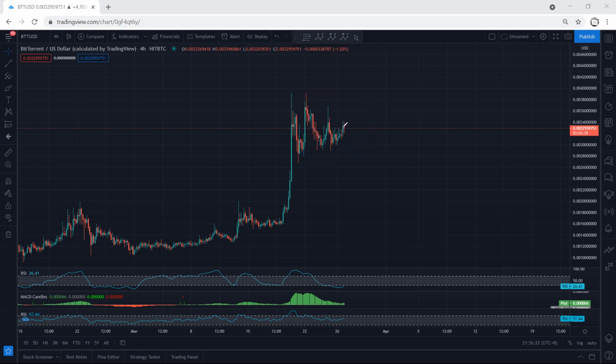But how about if we get a correction here? Maybe we can still look for a trade. And with the breakout of this top, we start to manage this top. I mean, 0.00368. Okay, but right now we don't have a trade setup.